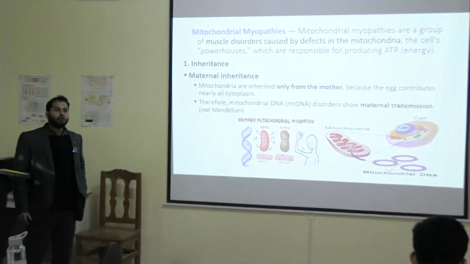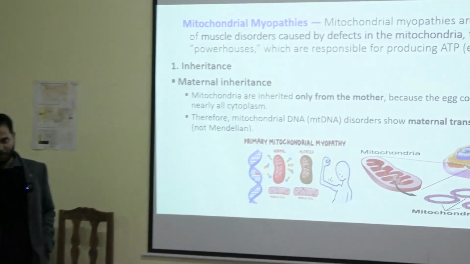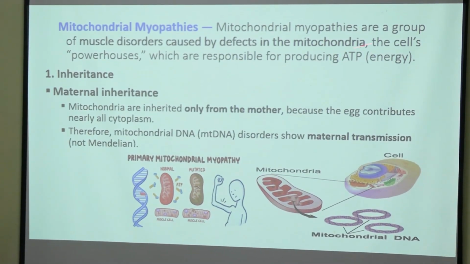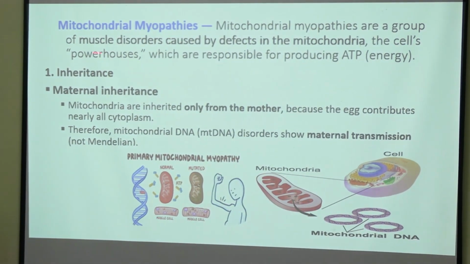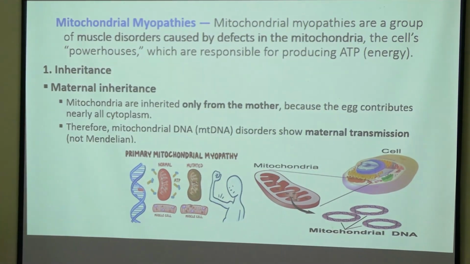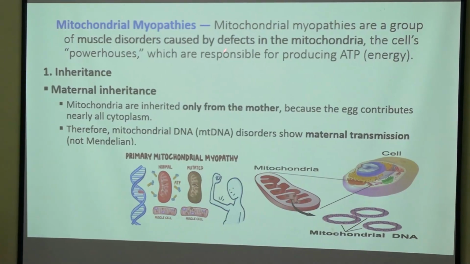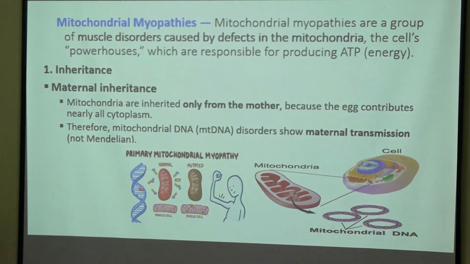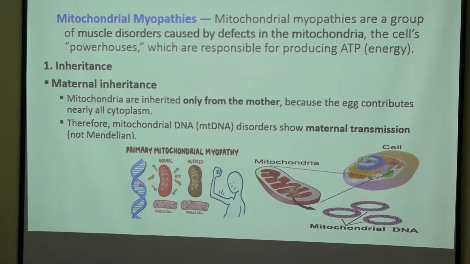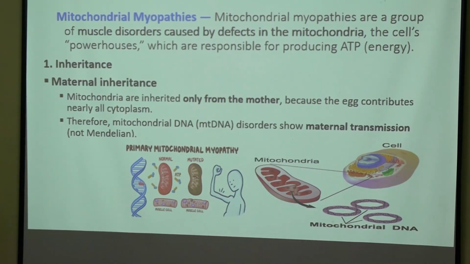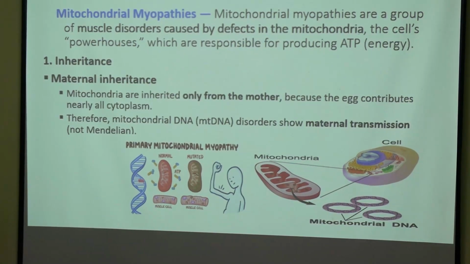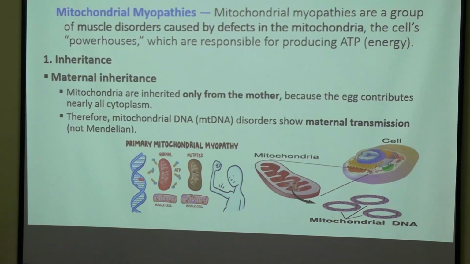Another important type of myopathy is mitochondrial myopathies. So what is the basic definition of mitochondrial myopathies? Mitochondrial myopathies are a group of muscle disorders caused by defects in the mitochondria, which is the powerhouse of the cells, which are responsible for producing ATP. So all of us know about the role of ATP. For muscle contractions also, ATP plays an important role. And that ATP is generated by the active function of mitochondria.